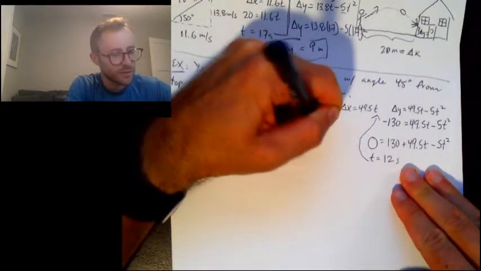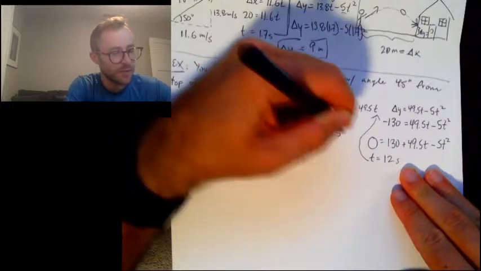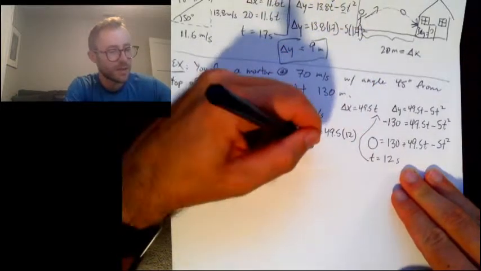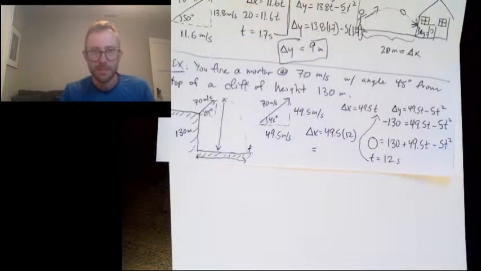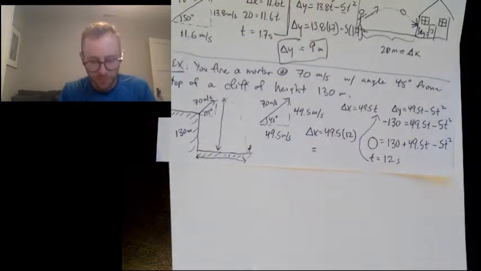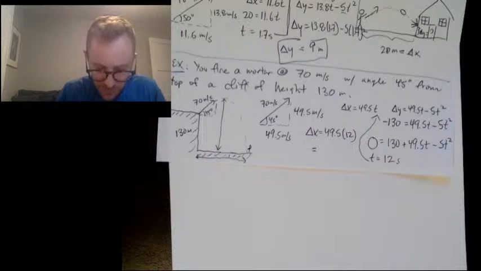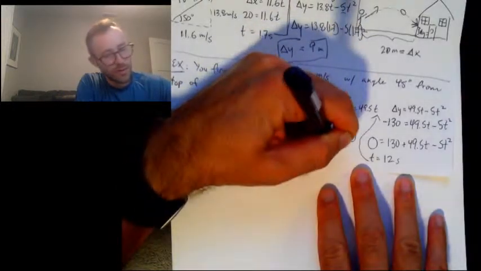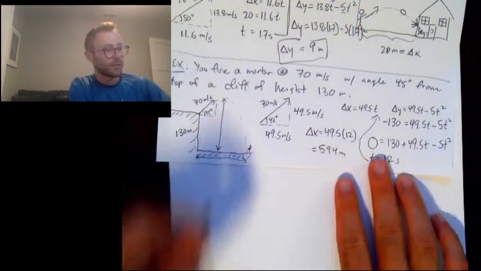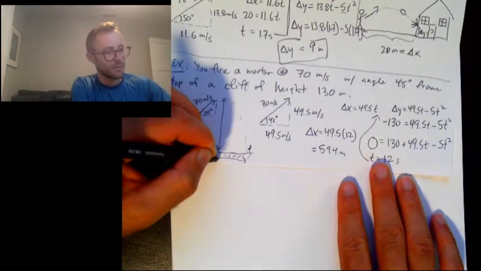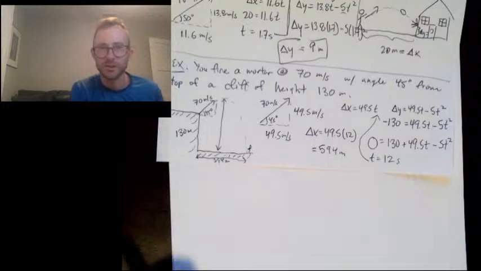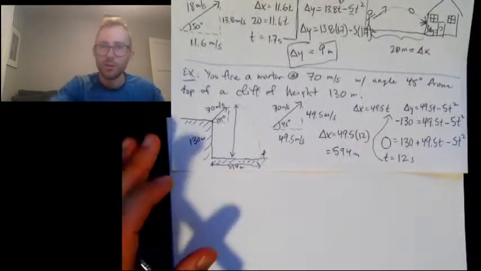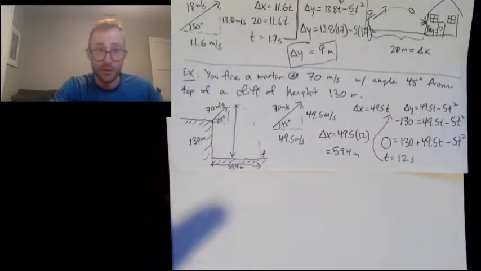So I have delta x equals 49.5 times 12 equals 594 meters. That's how far it goes, 594 meters. I know that's hard to see. I apologize. What if we want to figure out how high it is going to go?